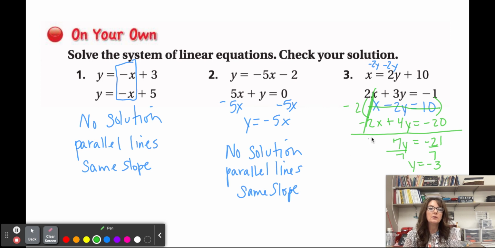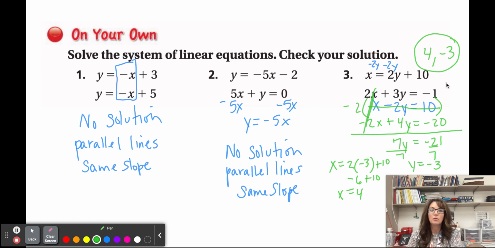Then I can go up here and solve for x. So negative 6 plus 10, x is equal to 4. So I have one solution, and it is (4, negative 3). And again, you still want to check to make sure that it is correct for both.